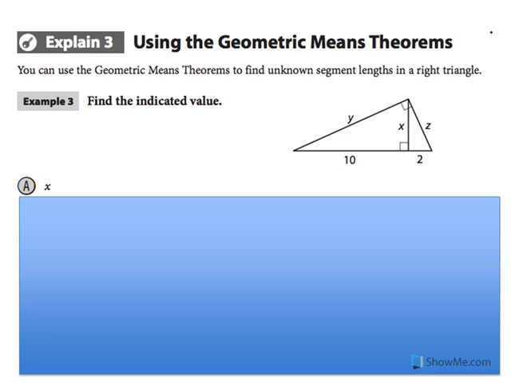Using the geometric mean theorem. You can use the geometric mean theorem to find unknown segment length in a right triangle. Example 3, find the indicated value. So we're solving for x. So let's start from here.